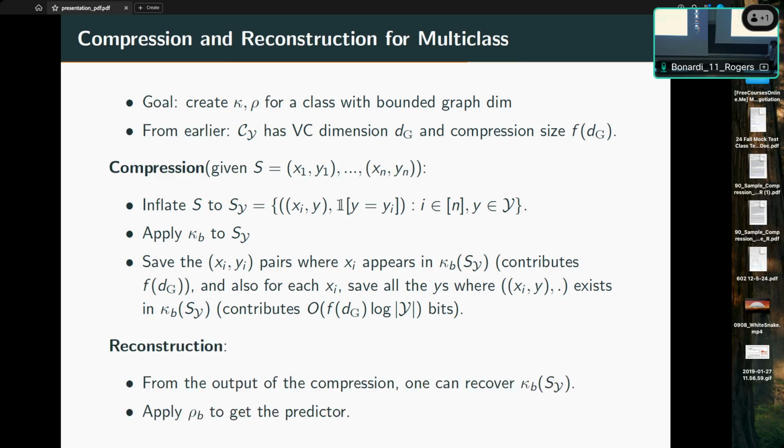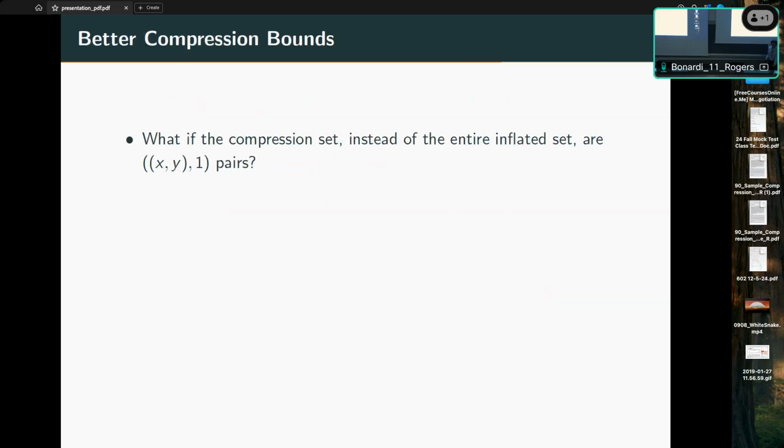And the purpose of our compression is just to give us enough information to be able to recover kappa b of the inflated sample. So from these f of d log y bits plus the f of d points, we can recover kappa b, and then we can apply the binary reconstruction on this. So this gives us a compression size of f of graph dimension times log y.